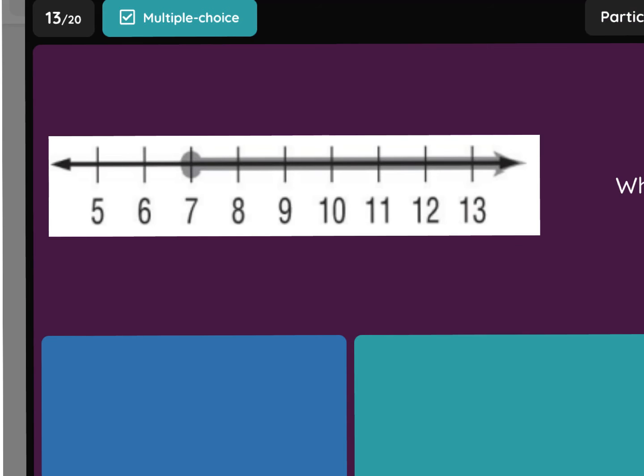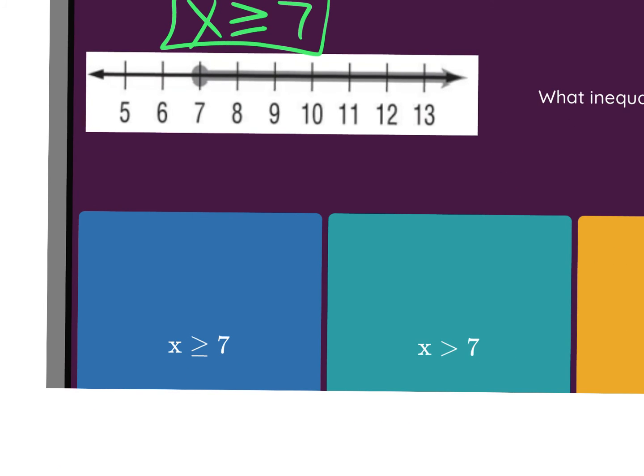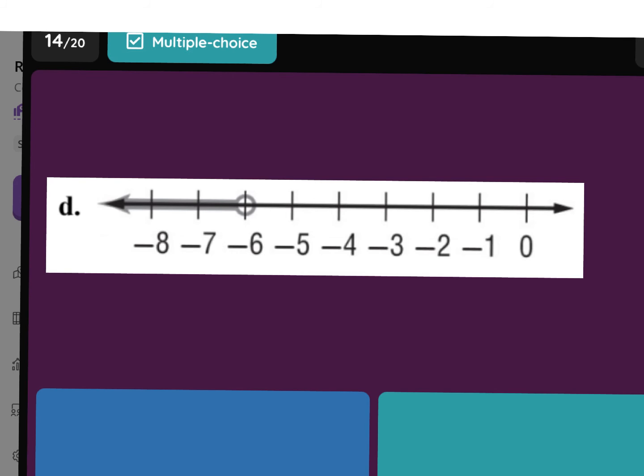Moving on. What inequality is this one? Let's begin with the letter x. Is it less than or is it greater than? Greater than or equal to. Why or equal to? Because it is a solid dot. So we must have a solid line underneath it. So x is greater than or equal to that value, 7. That's the correct answer. That's what you're looking for. And there it is. X is greater than or equal to 7.